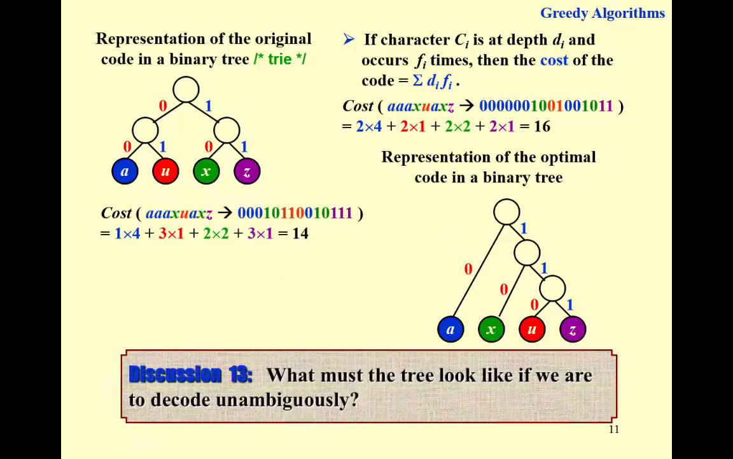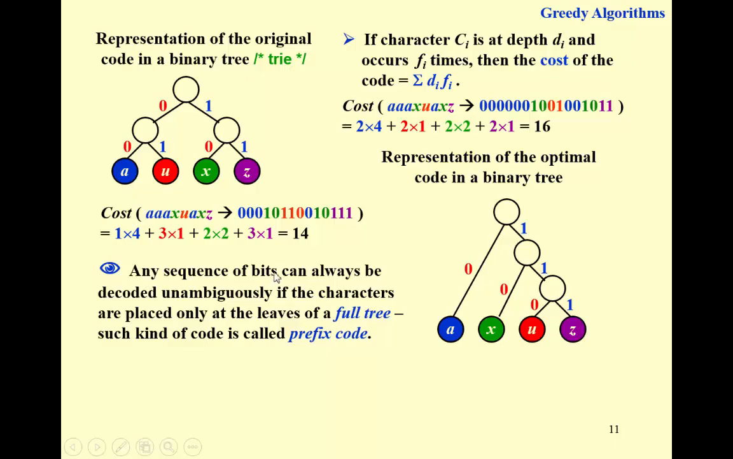Now, here comes your next discussion question. What must the tree look like if we are to decode unambiguously? We know that in order to obtain a unique solution, we must make sure that no character is a prefix of another character, which means in this kind of tree, no character can be placed on the way to another character, which means each character must be a leaf node. It cannot be placed at any interior node, right?